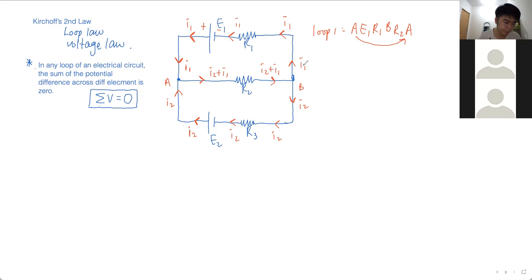Now, after you distribute the current, what do we do next? This is very, very important. This is the point where many students fail to calculate this. It's because of this one. After we distribute the current, what we look for now is Kirchhoff's second law, right? Before we apply Kirchhoff's second law, we first need to choose the direction of calculation.